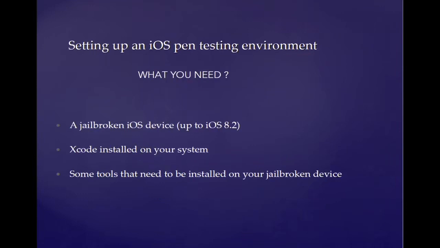So now let's get to actual pen testing. What do you need to set up a pen testing environment? First of all, you need a jailbroken iOS device. This is very important because if you don't have a jailbroken device, you can basically do nothing. You need to run all the tools for analyzing applications with root privileges, and if you don't have a jailbroken iOS device, you don't have root privileges. Secondly, if you want to do code reviews, you should have Xcode installed on your system. And then you need to install all the pen testing tools on the jailbroken device.